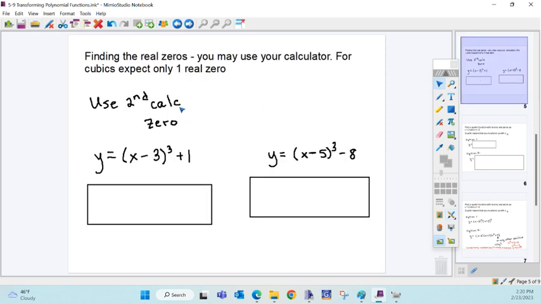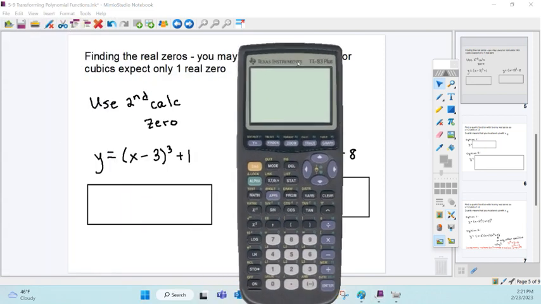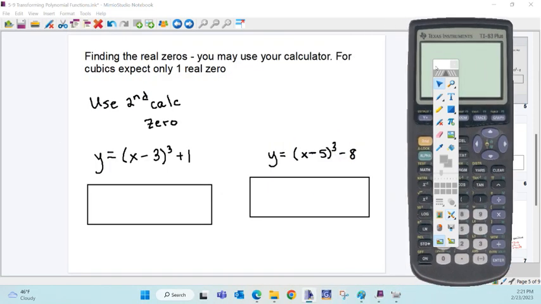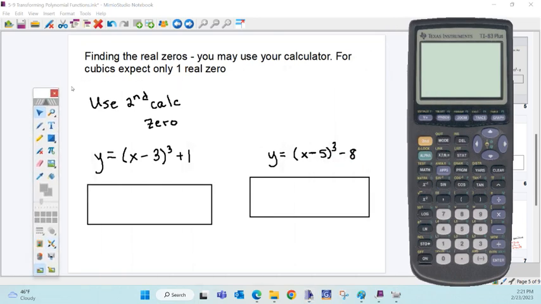All right, so with this one, if we're trying to find the zeros, we're back to our calculator. Actually, we do have a calculator on this. I forgot. So get a calculator, make sure you've got that.